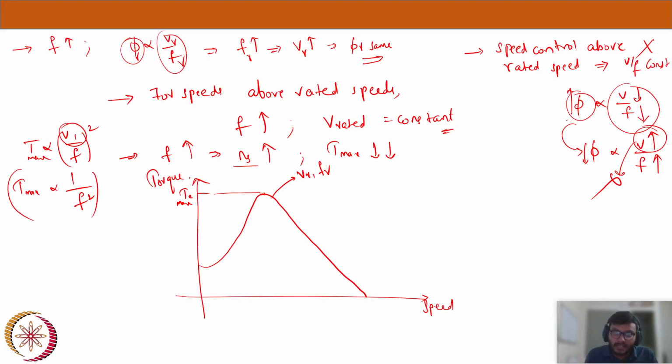So now I have increased my frequency. If I increase my frequency, my speed will increase. Let's say I am getting somewhere around this speed. Initially it is ns1. Now at ns2 my speed is increased, but my maximum torque will go down. Let's say it came down to something around like this. I don't know, maybe a drastic decrement.